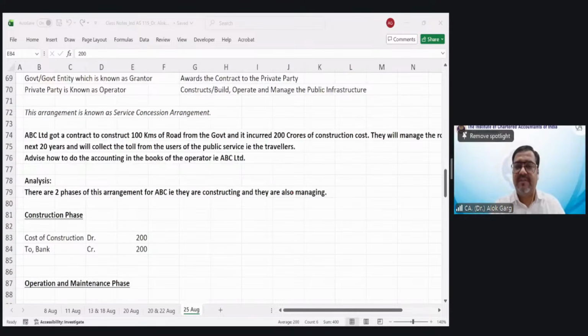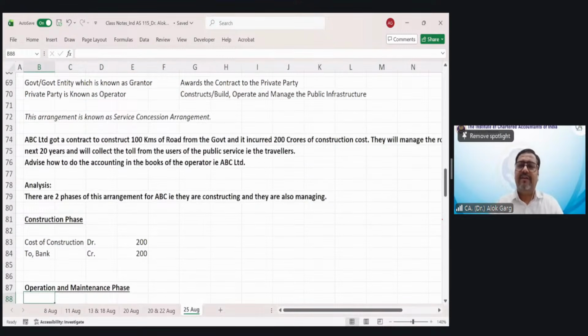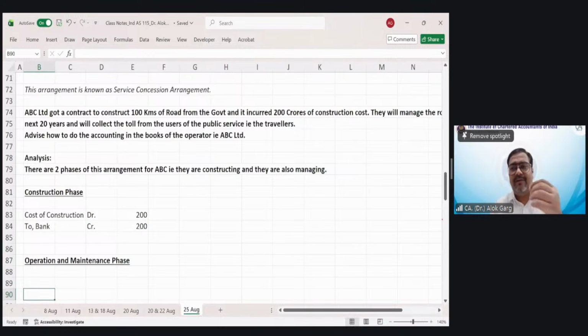Government दो तरीके से consideration provide करेगी. Number one, government will tell this ABC, you have a right to collect toll. आपके पास toll collect करने का right है. For example, if you collect a toll of 1 crore rupees in a day, it all belongs to you. Even if you collect 1000 rupees of toll, that also belongs to you. Means the government has given a right to collect toll for 20 years.